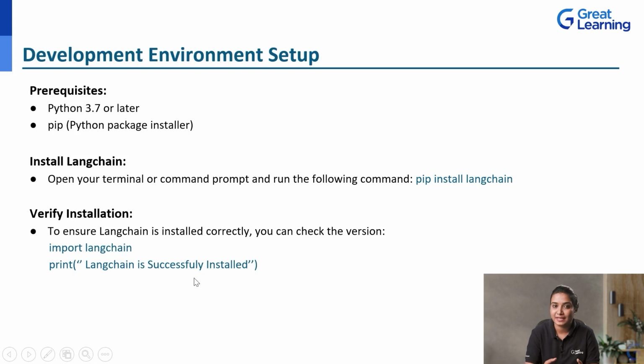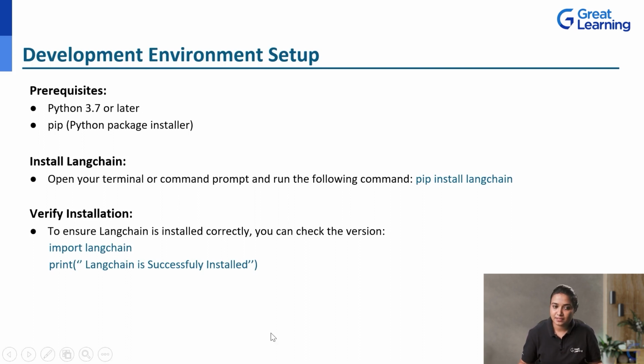If you don't want to see the plain output, you can give a print command: LangChain is successfully installed. It will print the same. If it is not installed, it will not go to the next line. When it does not go to the next line, it is ensured that it is not installed properly. These are the verification types you can try in order to know whether it is installed properly or not.